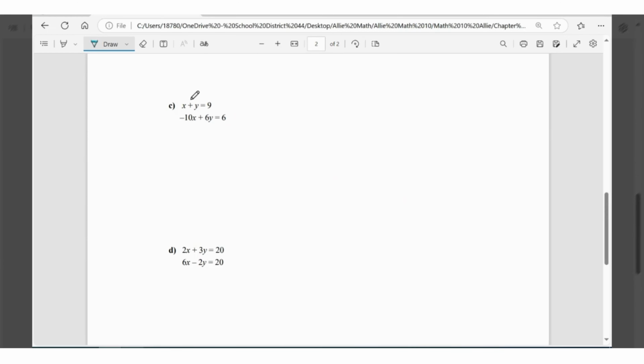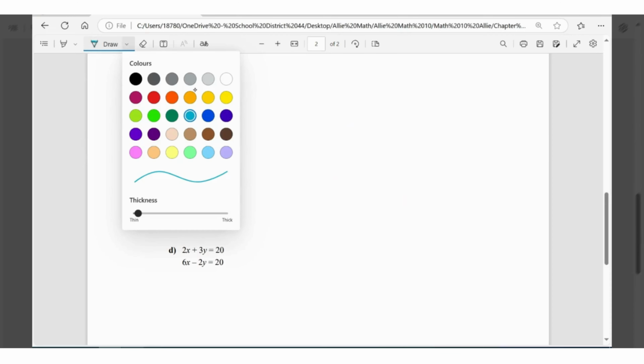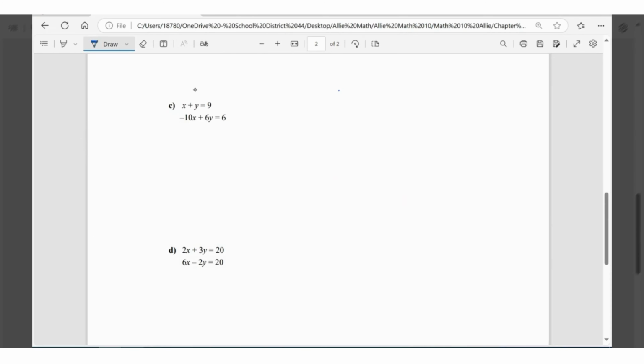Maybe let's subtract y from each side. Why not? So let's first subtract y, x equals negative y plus 9. And now let's input this into our x value. So negative 10 times negative y plus 9 plus 6y equals 6.